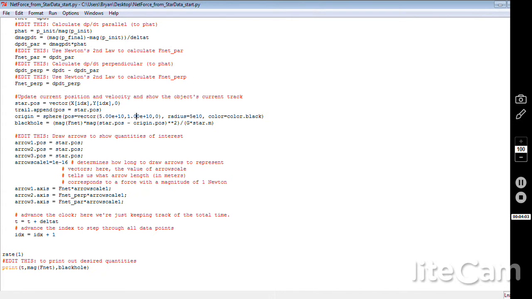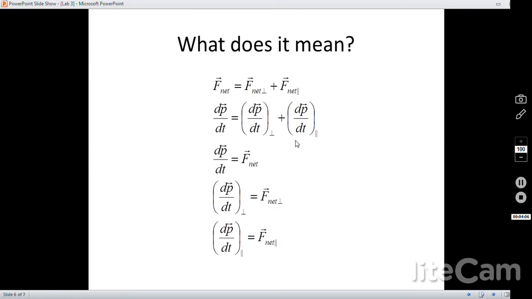The question posed by the lab was, what does it mean? I was asked to relate the Fnet perpendicular and dP dt perpendicular, and Fnet parallel to dP dt parallel. They are all the same forces. As you can see, dP dt is equal to Fnet, dP dt perpendicular is equal to Fnet perpendicular, and dP dt parallel is equal to Fnet parallel as well. The difference arises in the way you calculate them.